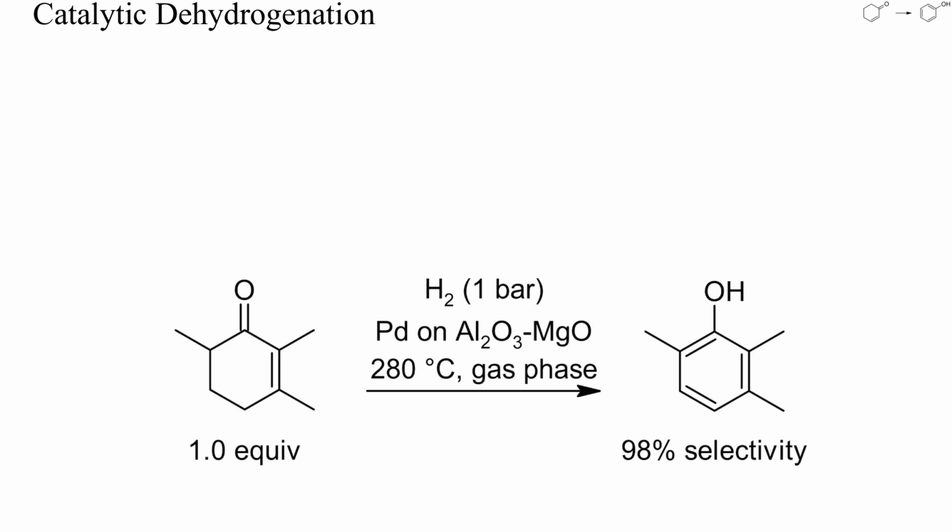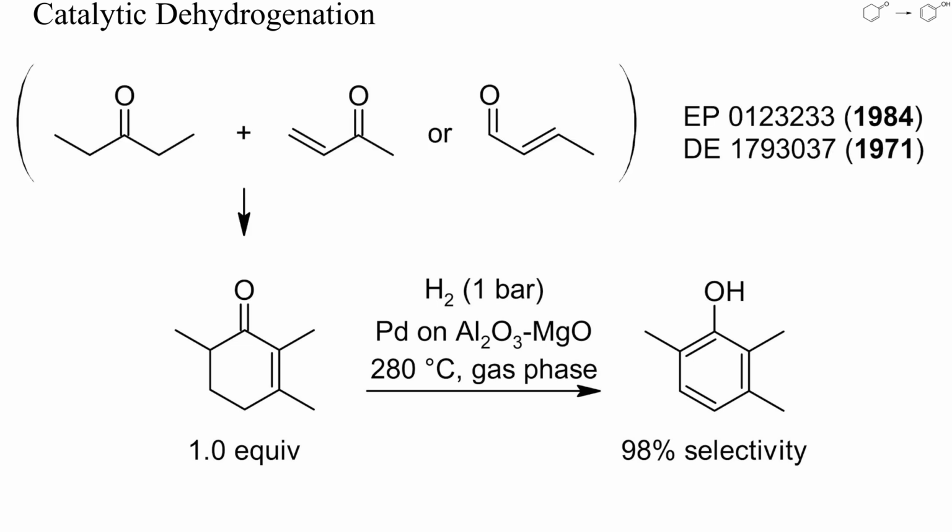This is an example of gas-phase catalytic dehydrogenation of a cyclohexenone. Such procedures are particularly convenient for the large-scale manufacture of certain phenols. Again, the reaction was conducted with a supported palladium catalyst in the presence of hydrogen. The starting enone was prepared by Michael addition and cyclocondensation of diethyl ketone with either methyl vinyl ketone or with crotonaldehyde.